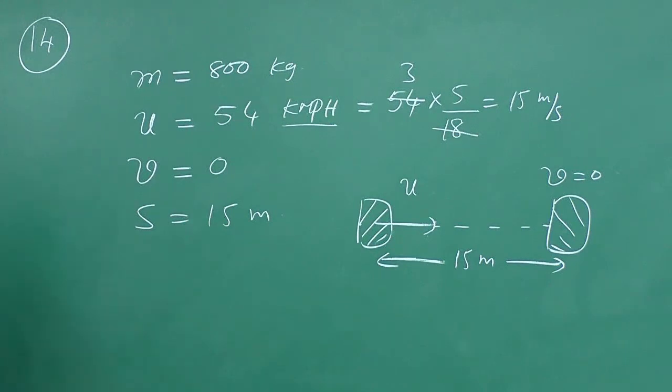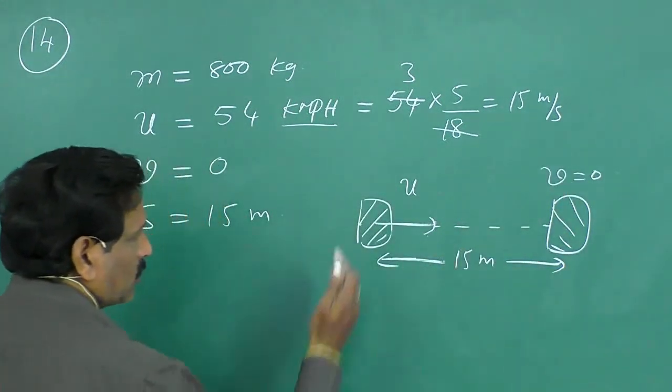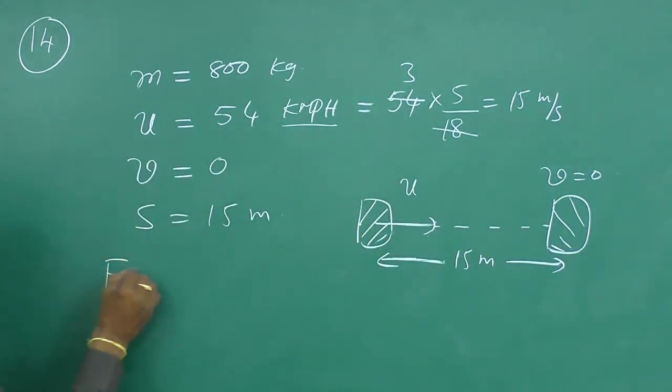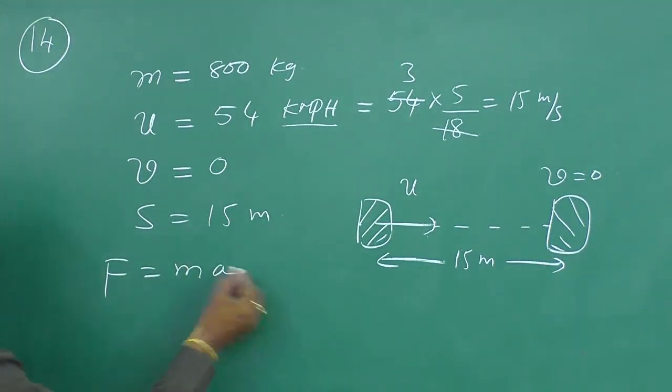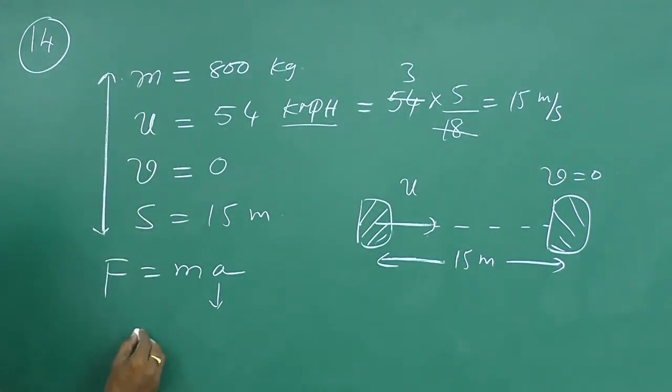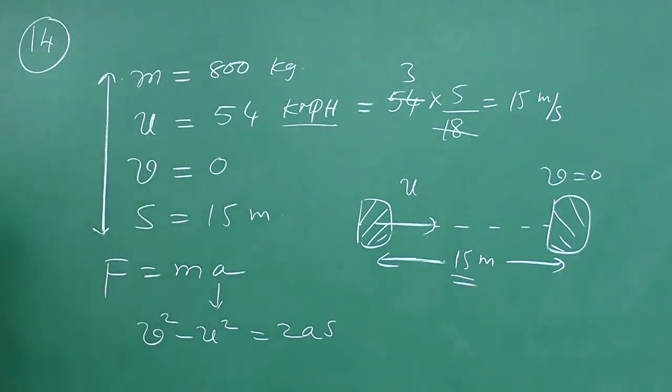Here we have to calculate the retarding force developed by the car, an opposing force, because the car is going to be brought to a stop. So a retarding force is applied. Retarding force means F is equal to ma. We have to calculate this. For this you must know the acceleration. So using this data you find the acceleration. We can use the formula v square minus u square is equal to 2as, because here s is given as 15 meter.